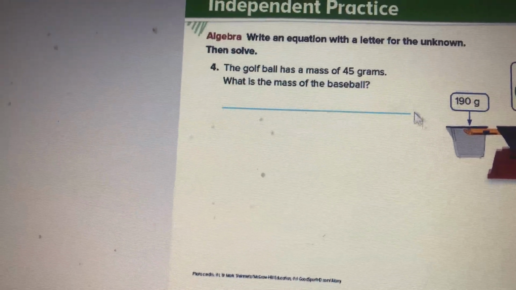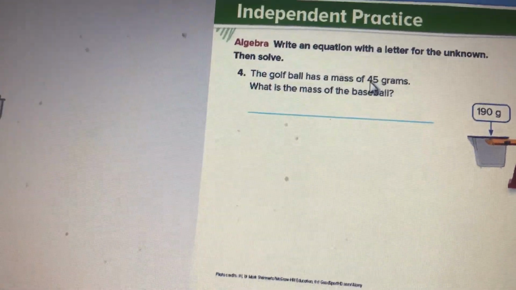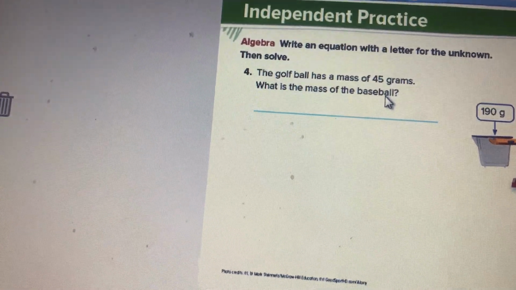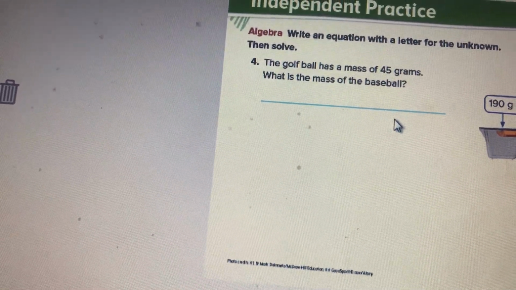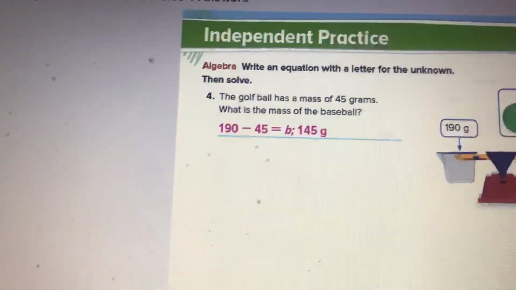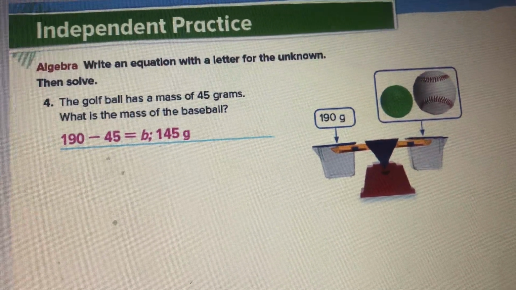So we need to do a little bit of subtraction. We would take 190 minus the 45 we know about equals baseball, right? So what's 190 minus 45? We should come up with that in grams, 145 grams, okay? Number 5.